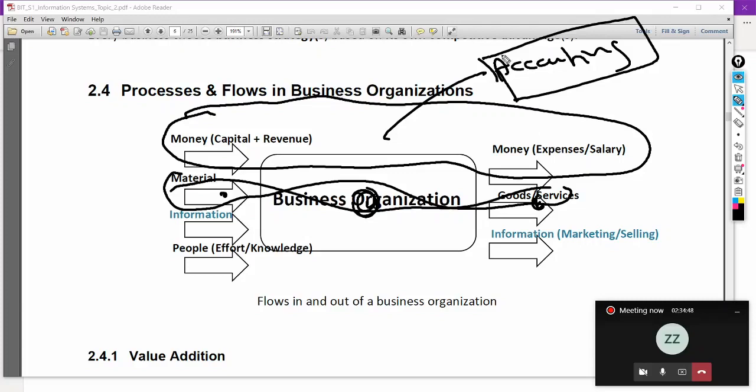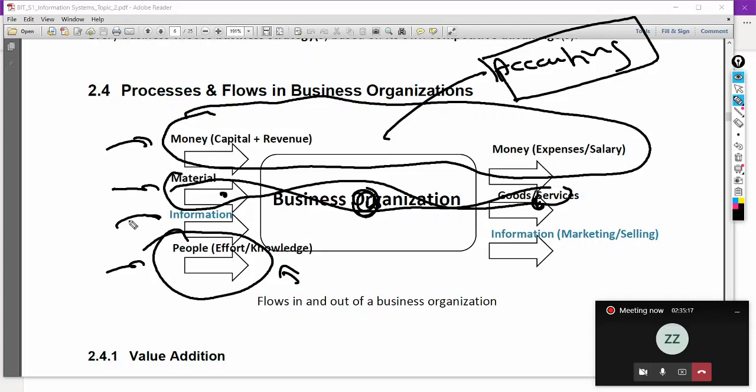Then of course the people factor. People factor is also there, and we have to manage the people also. So that is why we have attendance management systems, salary management systems, payroll systems, right? All those systems are there to handle the people factor. Now we can see that these are the important factors when it comes to business inflows and outflows. We have certain information systems to better manage those flows, right?